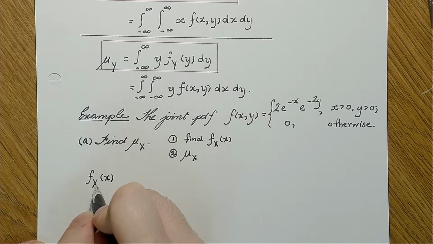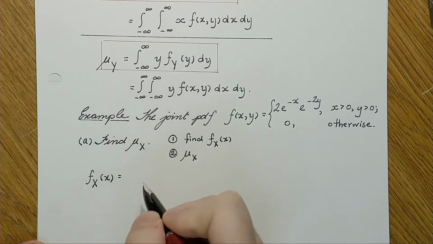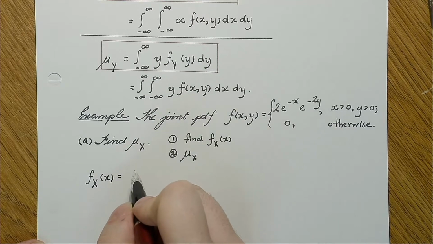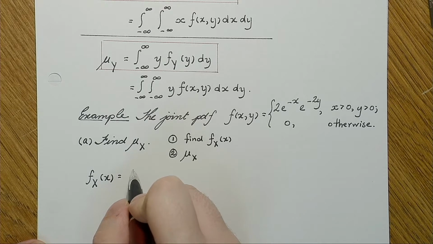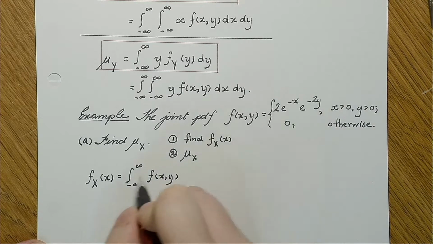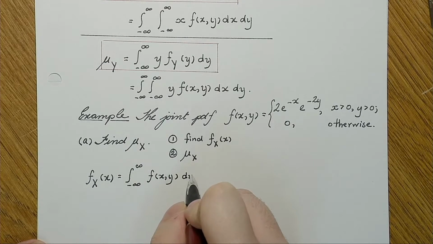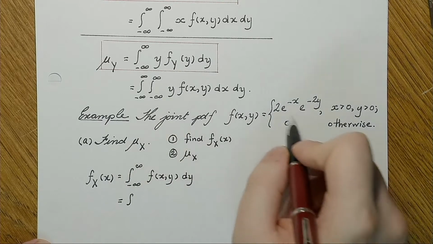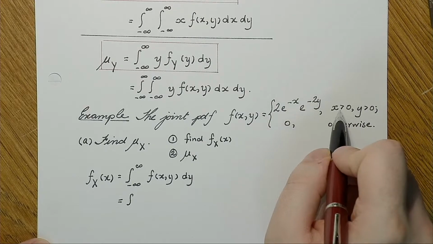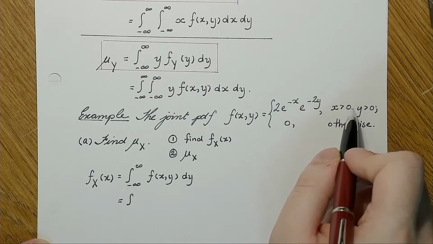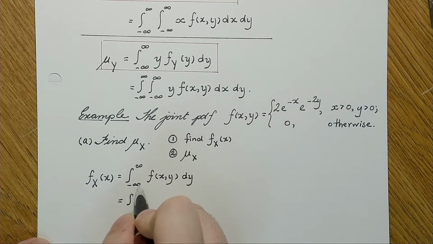Okay, so when we calculate the marginal PDF, what we're going to do is integrate along the y-axis, and that will give us a function in terms of x. So if we integrate the joint PDF along y, that will give us a function in terms of x. And in this case, our function is defined when x is greater than 0 and y is greater than 0, and it's 0 otherwise. So we just need to integrate along the positive values. So I don't have to worry about the negative infinity. I just need to go from 0 to positive infinity.